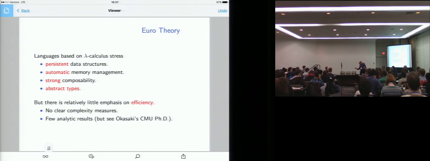On the other hand, they get really good things going, like, for example, persistent data structures, automatic memory. You don't even think about memory management. You just work with structures as such. And you get very strong composability, a theory of abstract types, all good things that everyone here loves, I would say. But, to be fair, there's been relatively little emphasis on efficiency. And I would say this is particularly true in the European world, which favors a particular point of view about this kind of programming that makes reasoning about efficiency almost impossible. Okay, and I think that that's a serious problem.